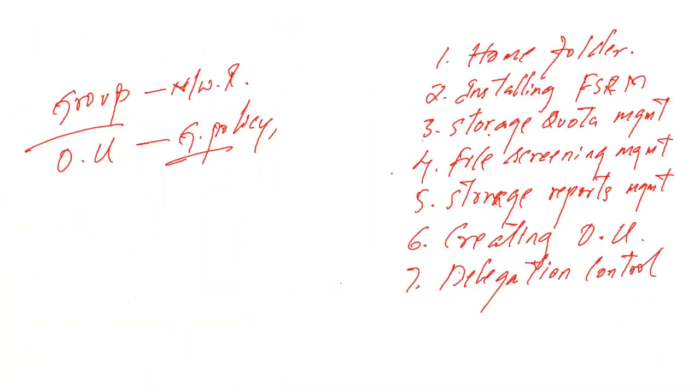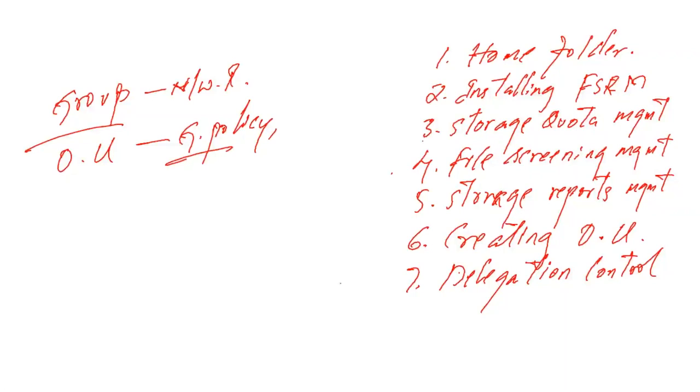Okay, so this thing you have to check. Today we are wrapping up our class, and today we have this many labs. First is home folder. Second is FSRM. Next is storage quota, file screen management, storage report management, creating OU, deleting OU. And next is delegation of control, giving and taking back. That you have to check.